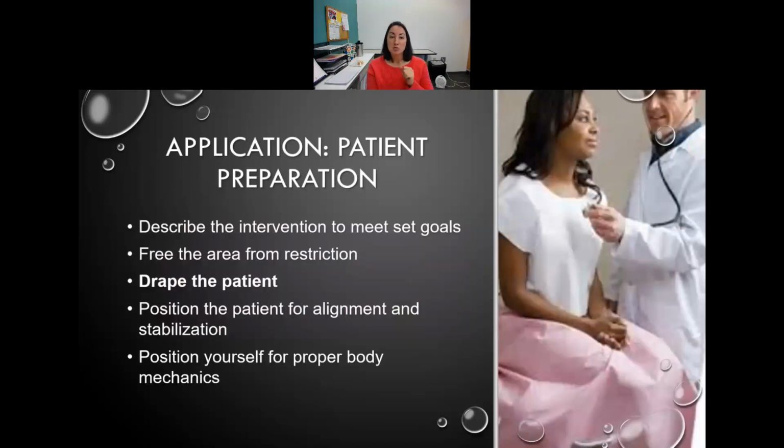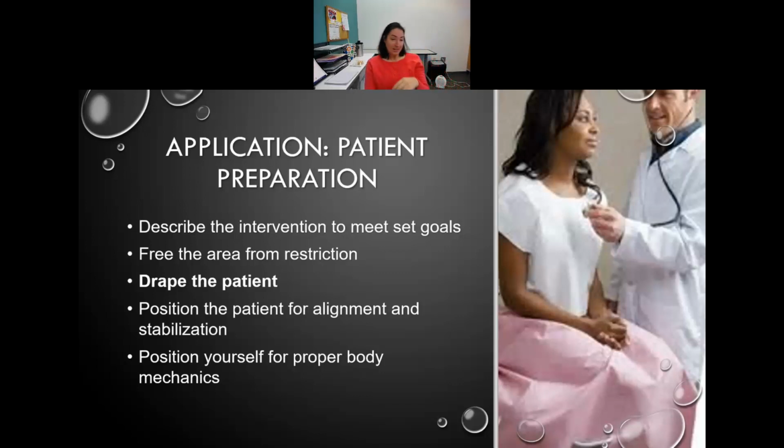All right, so application, patient preparation. First, before you start ranging somebody, describe what you're going to do. Describe the intervention, what goals you're trying to meet. And then free the area from restrictions. So if you need to have them put a gown on or change into shorts or something like that, then you can take off a brace, something like that. But drape the patient, make sure that they're comfortable.